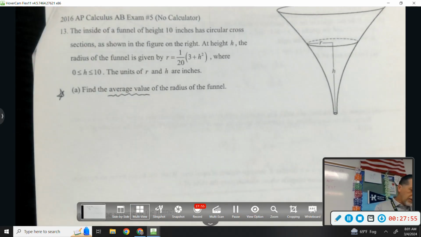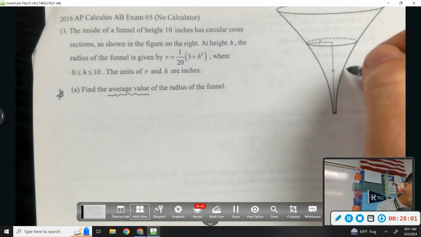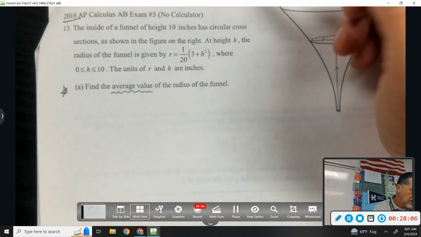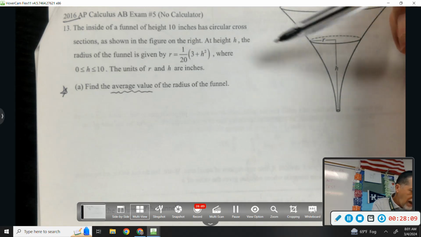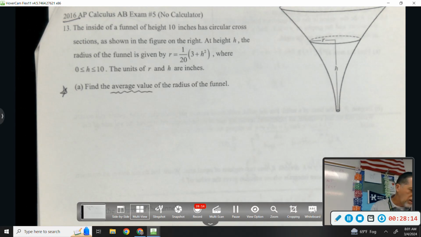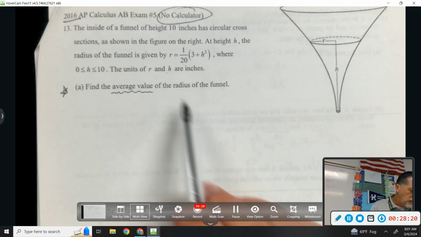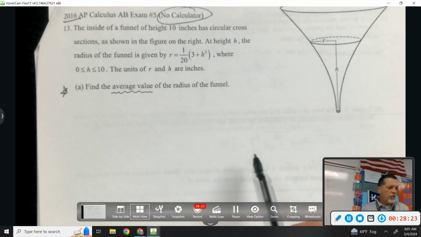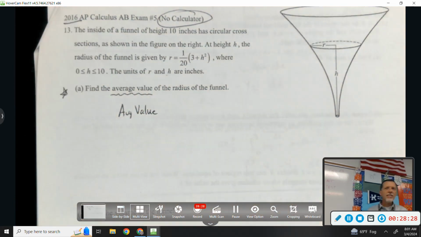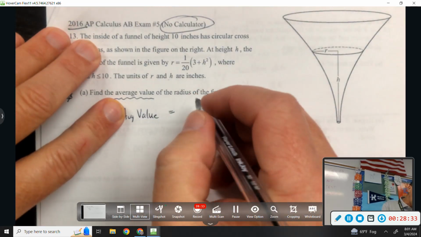The inside of a funnel of height 10 inches has a circular cross-section that's shown in the figure on the right. By the way, this is another old AP test question, so we're not making stuff up here. These are good ones. At height h, the radius of the funnel is given by that expression. Oh, this is no calculator. h goes from 0 to 10. r and h are in inches. Find the average value of the radius. This was the bonus on the last test, I think, and not very many people got it.